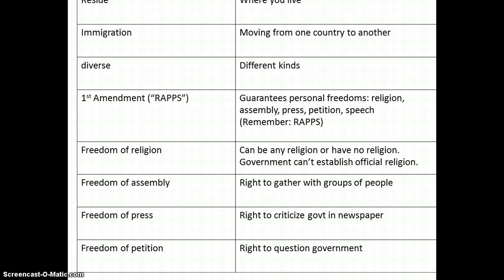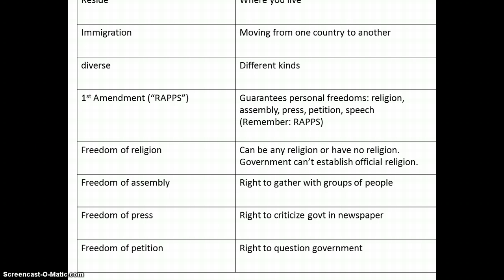The First Amendment, in this class, we will study the First Amendment. And the acronym that I want you to remember is RAPS, R-A-P-P-S. RAPS stands for Religion, Assembly, Press, Petition, and Speech. The First Amendment guarantees us personal freedoms. Okay, that leads into freedom of religion. Freedom of religion means you can be any religion in the United States, or you cannot have a religion.